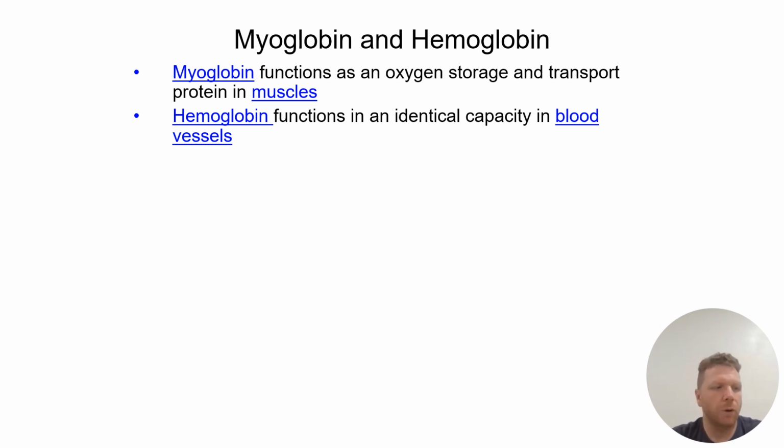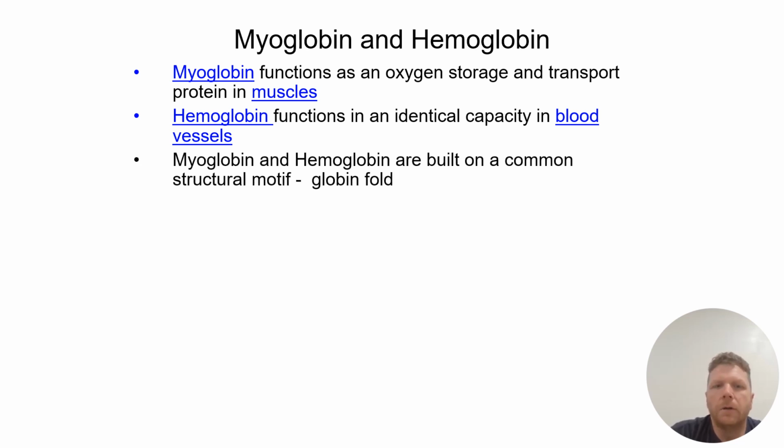The difference is that one of them is in a very mobile part of our bodies, and that would be hemoglobin, which is in the bloodstream. And so it's going to go from one part of the body to other parts of the body. Myoglobin is pretty stationary in that it's going to remain in the muscles. So myoglobin and hemoglobin are built on a common structural motif. What that means is that a 3D model, or a structure of this protein, has a specific structural motif known as a globin fold.